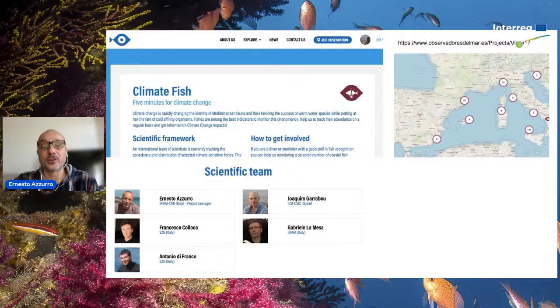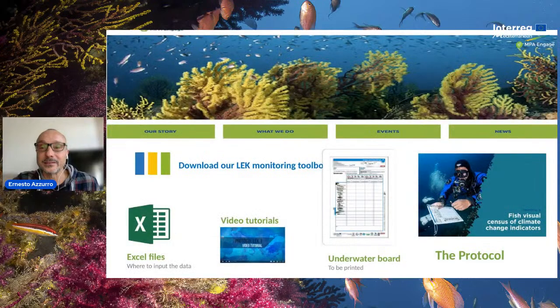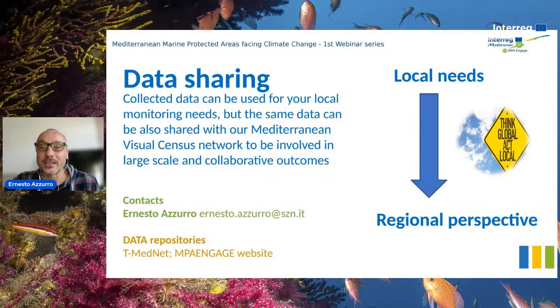This is a participatory process which has been much empowered in the MPA Engage project with the collaboration with PADI and DAN, which are key partners of this action. So with this last slide, I think I have concluded. Yes, so thank you very much for your attention.